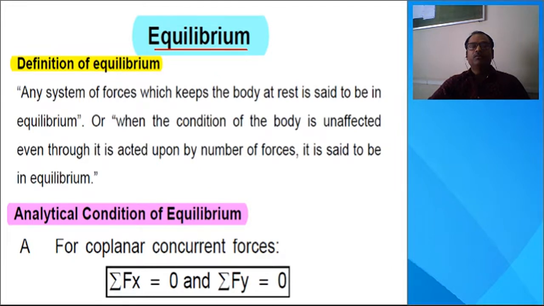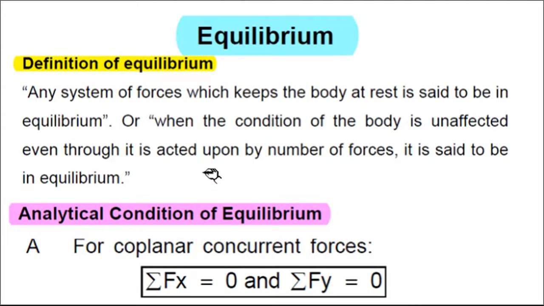Whenever any system is in rest condition, or the forces keep the body at rest, it is said to be in equilibrium. The condition of the body is unaffected even though it is acted upon by a number of forces. Whenever a number of forces are acting on the system and the body is at rest, such a condition is called equilibrium. So the forces which keep the body at rest mean the system may be called to be in equilibrium. So there are conditions for equilibrium.